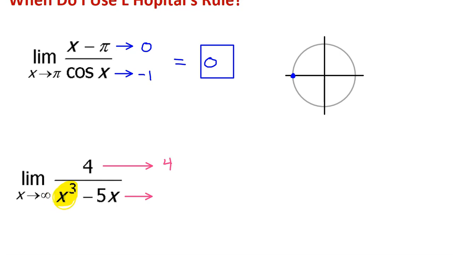X to the third power is increasing without bound as x approaches infinity, so the denominator is approaching infinity. If the numerator stays a 4 while the denominator gets bigger and bigger and bigger, the overall value of the fraction gets smaller and smaller and smaller, closer and closer to 0. So that is the limit.